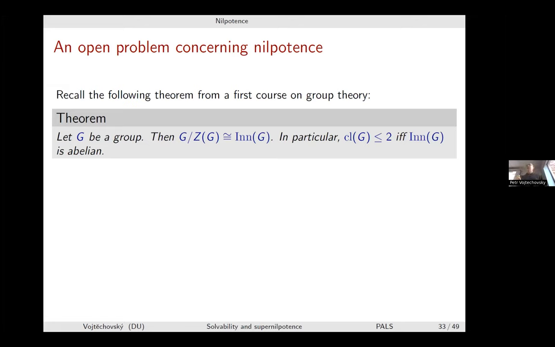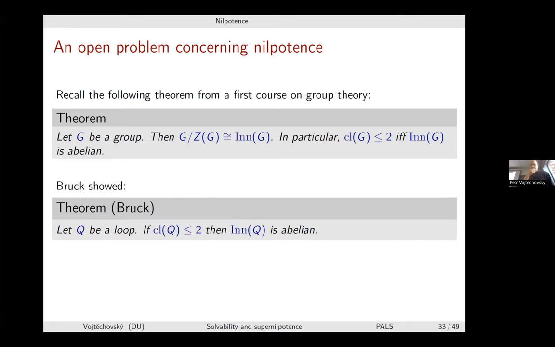inner automorphism group. So one way to read it is that the group has nilpotence class at most two if and only if the inner automorphism group is abelian, right? That's one way to read this as a consequence of this result. Now, nilpotence is exactly the same as in groups, so we have the notion of nilpotence class.